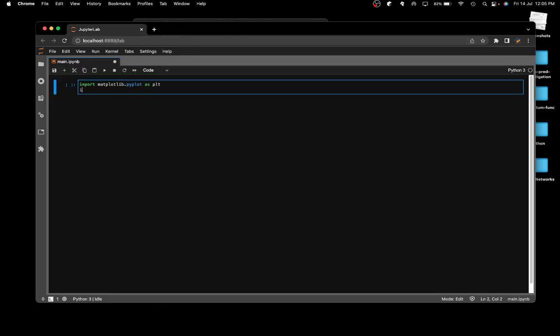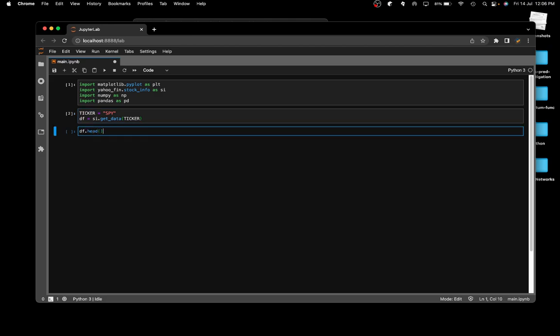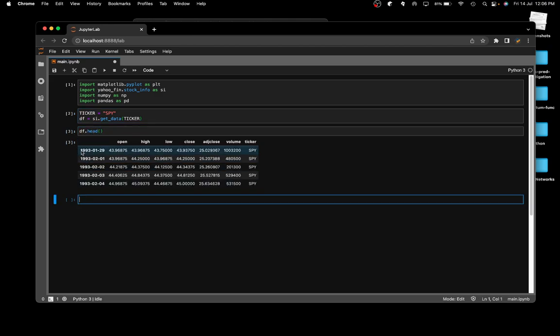Alright, so now let's start this. So import yahoo_fin.stock_info as si, and we'll also import numpy as np and import pandas as pd. Now we need to specify a ticker symbol, so we'll specify the S&P, and then we can just say df is equal to si.get_data on the ticker. Then we can get the head of the df, and you can see that this is from 1993.